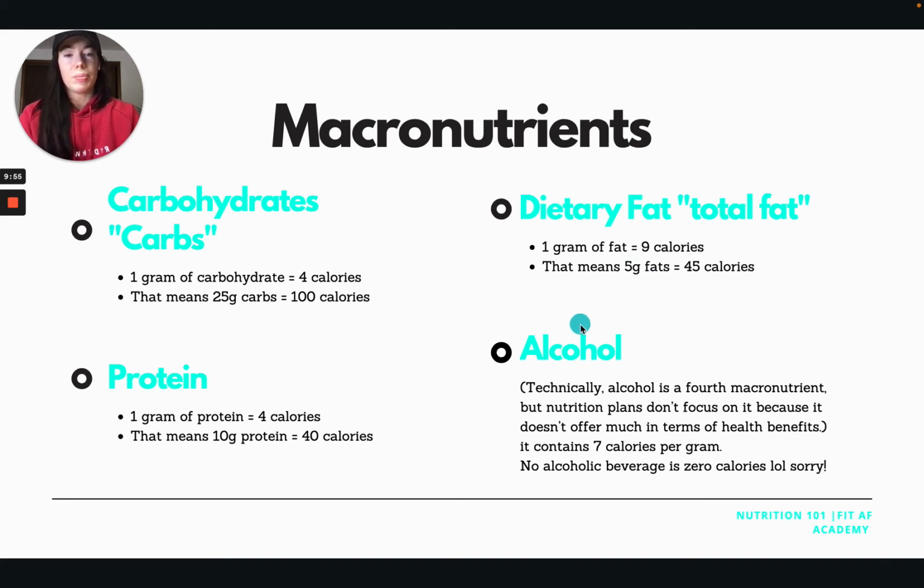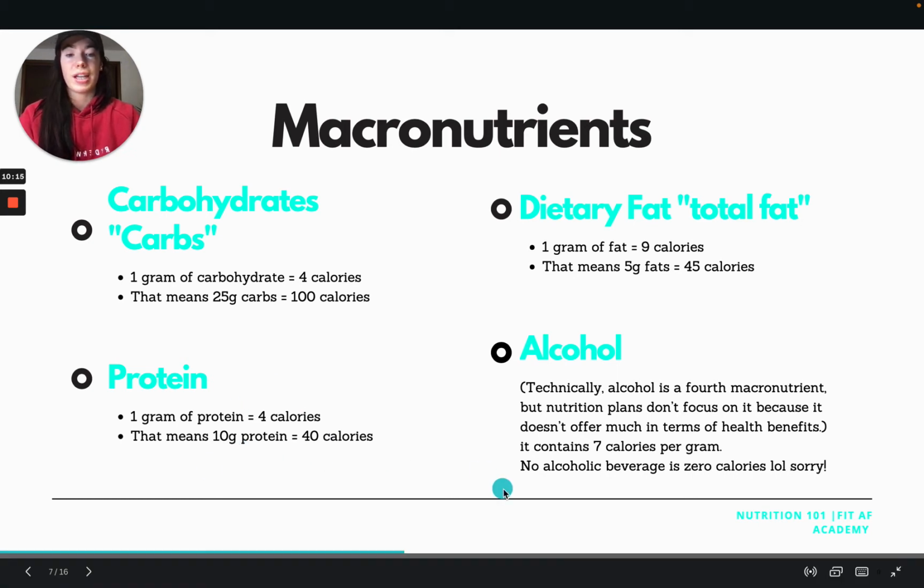Fat is going to be a little bit different. Fat is a lot more calorie dense. So that means 1 gram of fat is 9 calories. So if you do 9 times 5, you get 45 calories, right? 5 grams of fat is 45 calories. And then for protein, it's the same as carbs. It's 4 calories per gram of protein. So if you had 10 grams of protein, you have 40 calories.